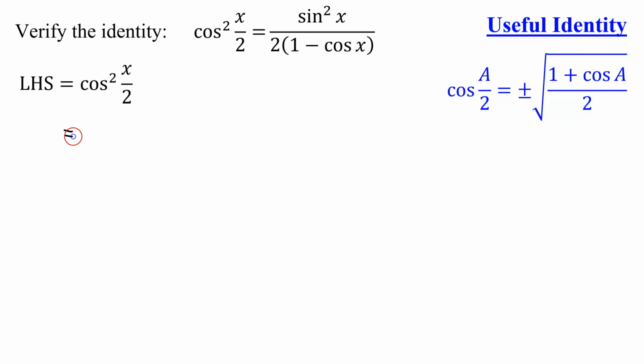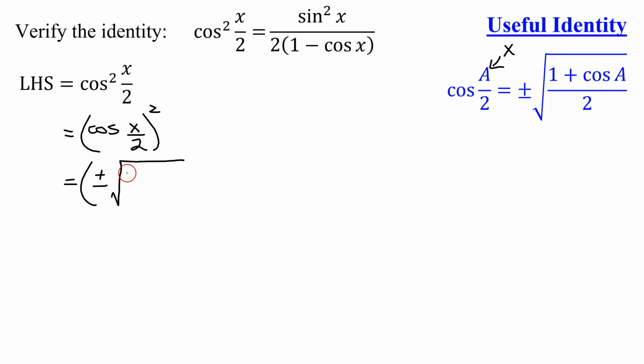Now remember, cosine squared x over 2 just means you take the cosine of x over 2 and then you square it. So I'm going to use this formula over here, but wherever you see an a, we're going to put an x. So I'm going to have plus or minus the square root of 1 plus cosine x, all divided by 2, and then we're going to square that quantity.